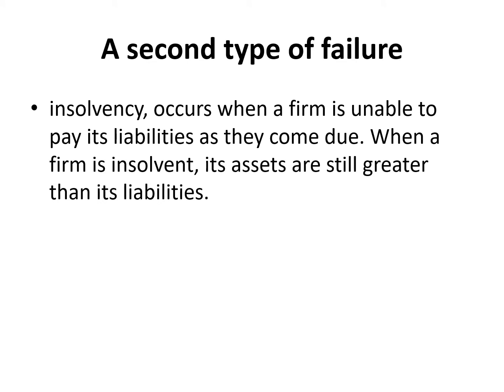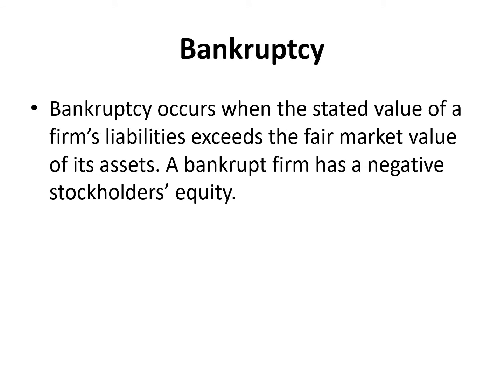What about the second type of failure? The second type of failure is insolvency, which occurs when a firm is unable to pay its liabilities. This firm has a huge number of liabilities. When the firm is insolvent, its assets are still greater than its liabilities. What about bankruptcy? Bankruptcy occurs when the stated value of the firm's liabilities exceeds the fair value of its assets, which means that the liabilities have a huge value. So the bankrupt firm has a negative stockholders' equity.